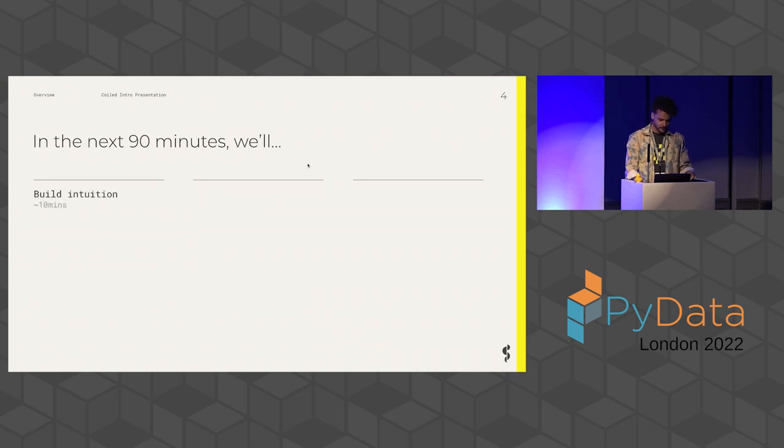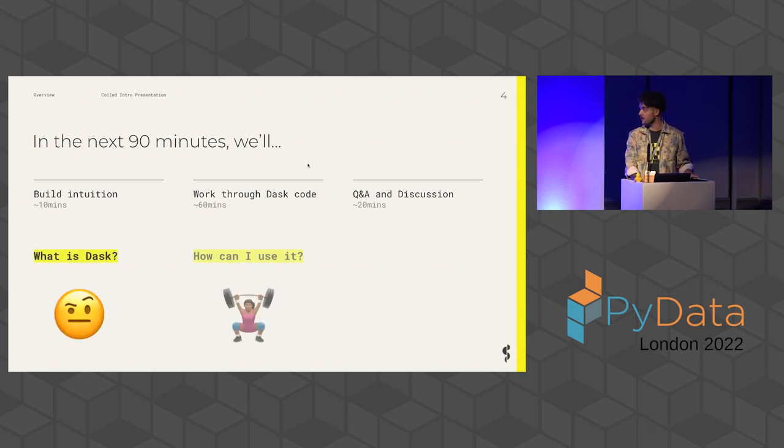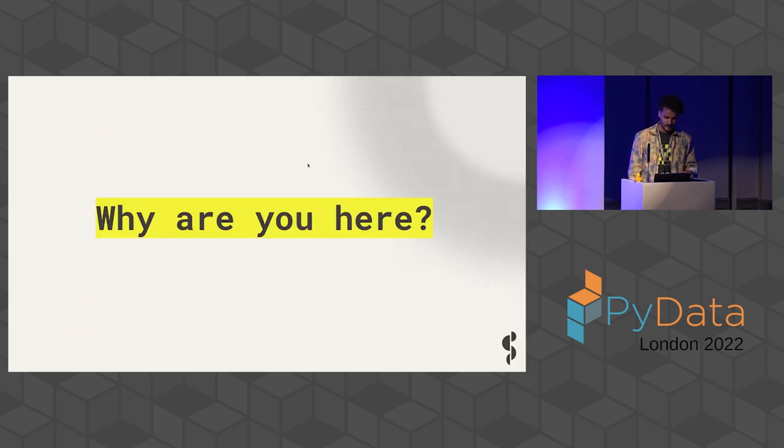So in the next 90 minutes, we'll first spend about 10 minutes building some intuition around what Dask is and why you might be interested in it. We'll then spend a good chunk of time working through some Dask code, and we'll have some time for Q&A and discussion at the end. Experience says that this never quite works this neatly, and usually they merge, so feel free to ask questions in the middle of the tutorial. I think Ben has a microphone that we can pass around. Let's make this interactive. Your questions will help me be more useful to you. So we'll talk about what is Dask, how can I use it, and then any other questions you might have. So to start off with, why are you here?